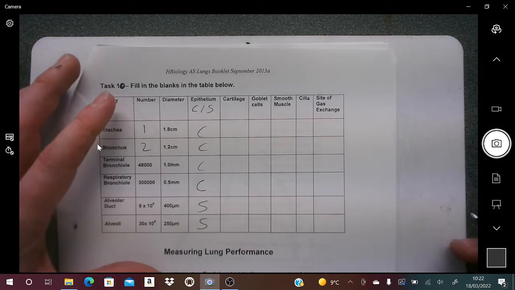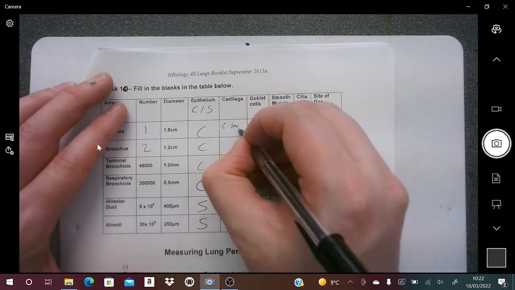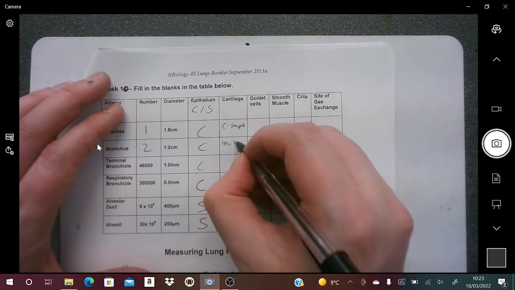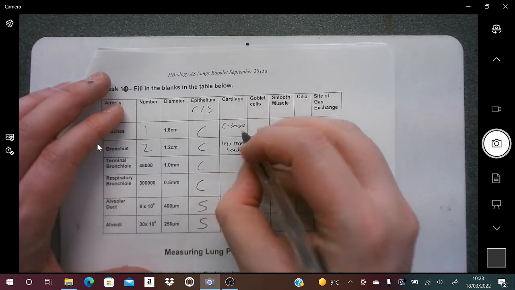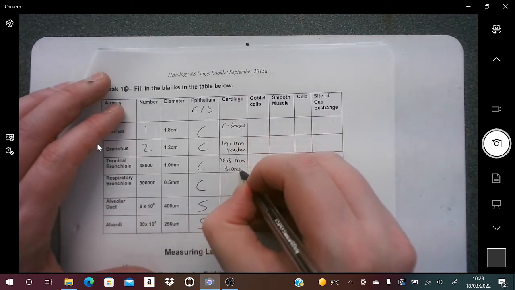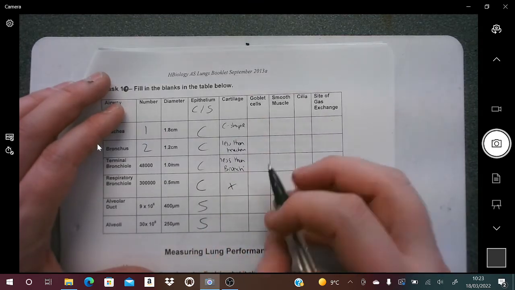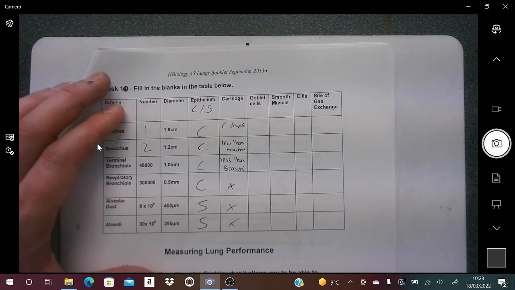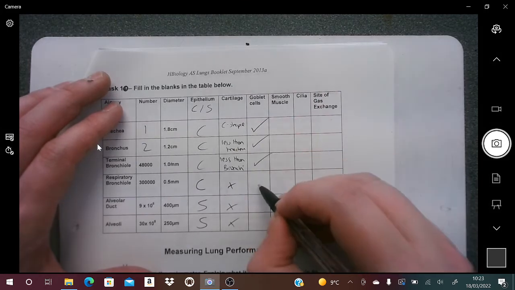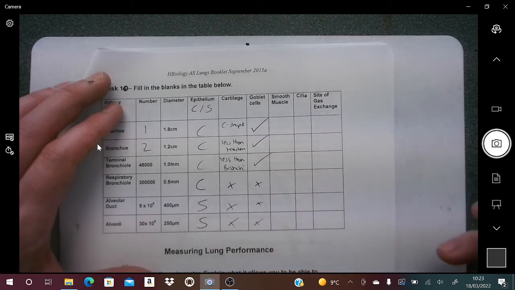In terms of cartilage, again, I'm going to differentiate slightly rather than just ticking. I'm going to say C-shape for trachea. Bronchi, I'm going to say less than trachea. Terminal bronchioles, I'm going to say less than the bronchi. And the respiratory bronchioles, we're going to say no. Cartilage won't be in those final bronchioles, and it's definitely not there in the alveoli. Goblet cells, yep, you're going to get them in trachea, bronchi, probably the terminal bronchioles. You're probably not going to get them in the respiratory bronchioles, probably too small, and you definitely won't get them in the alveoli.